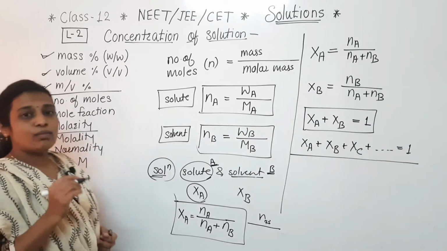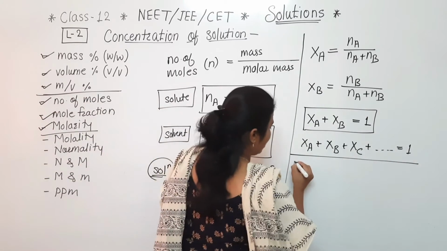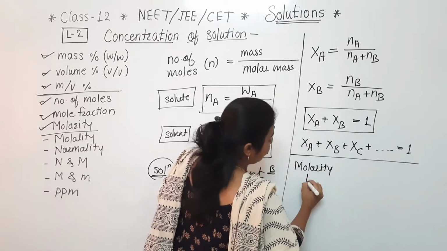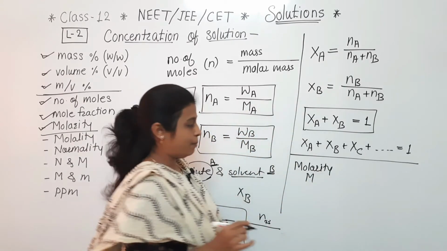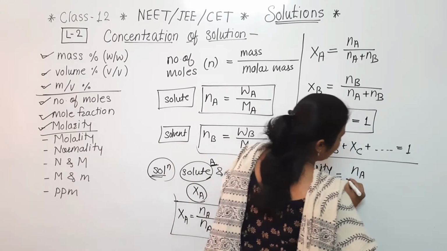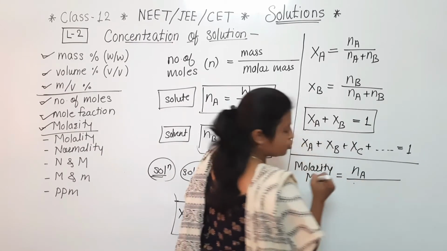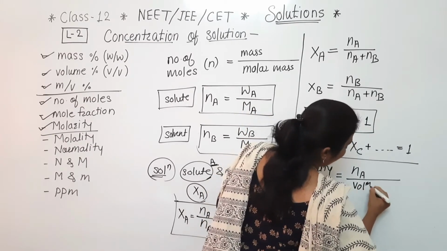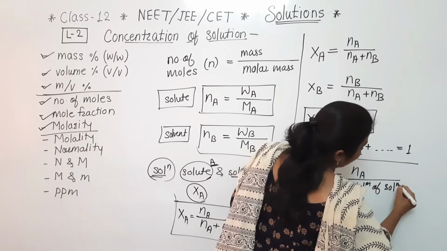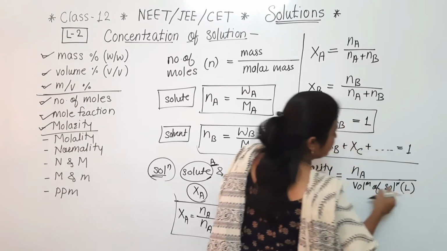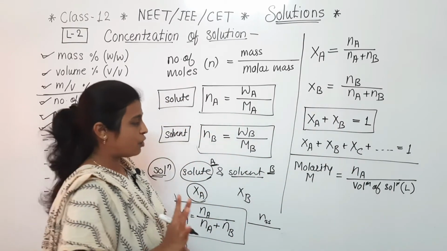Next one is the molarity. Now what is the formula? Firstly, as we know, the symbol for molarity is capital M. Molarity is the number of moles of solute per liter of solution. That is, number of moles of solute divided by the volume of solution in liters. Okay, this is one way to express this formula.